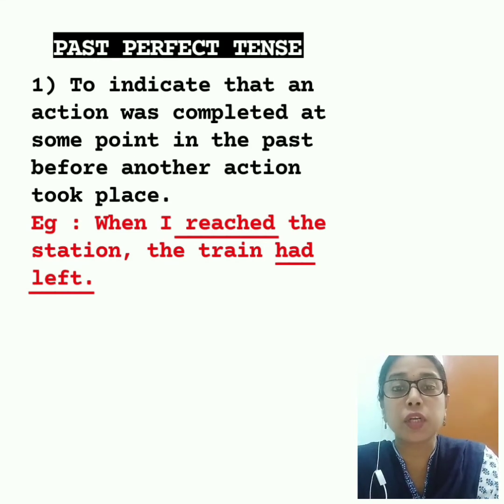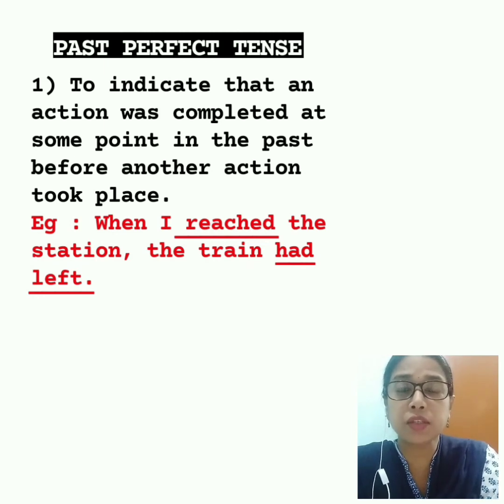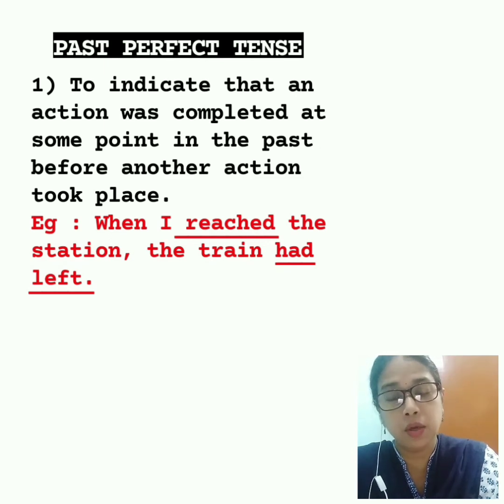But here the train had left had already occurred, and after that what happened? I reached the station. So that was a later action. So the earlier action was the train had left, and the later action was I reached the station. Both the actions occurred in the past. One past action occurred earlier than the other past action.